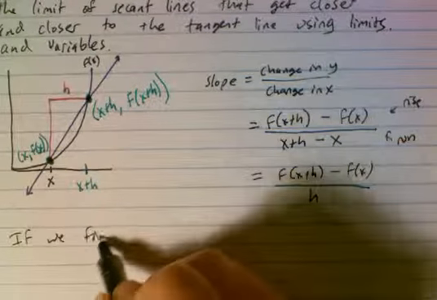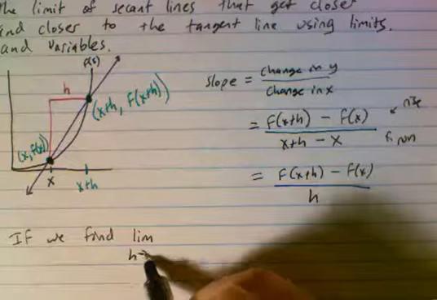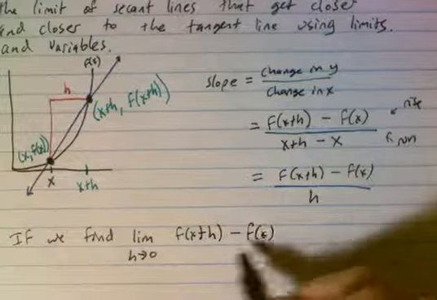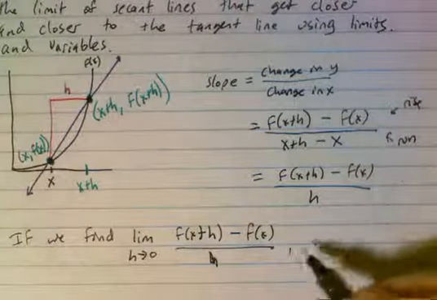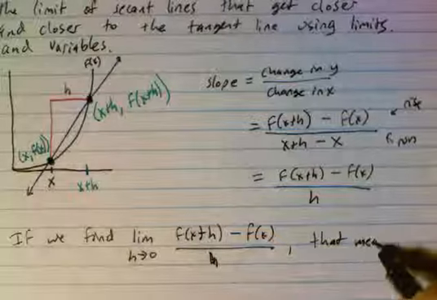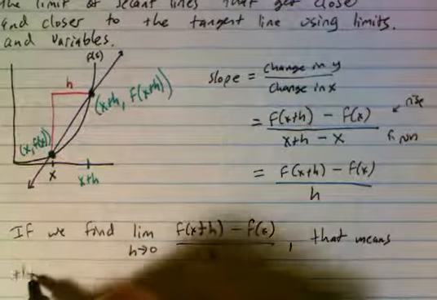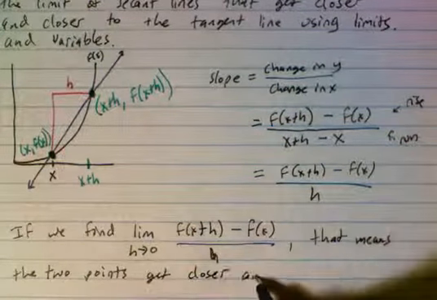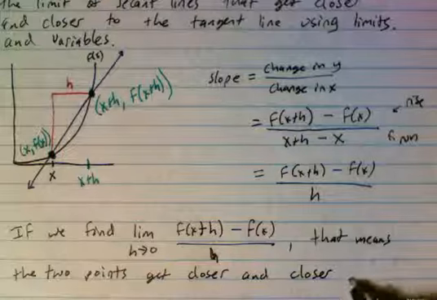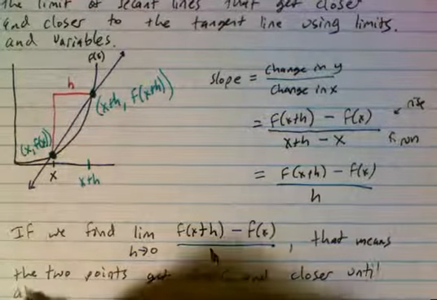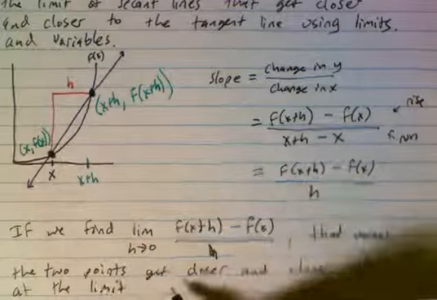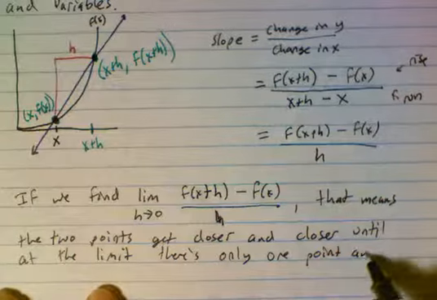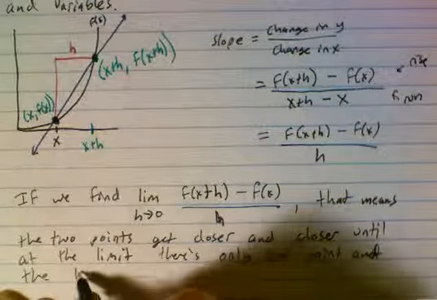If we find the limit as h approaches 0 of this, that means the two points get closer and closer until at the limit there's only one point and the line tangent to it.